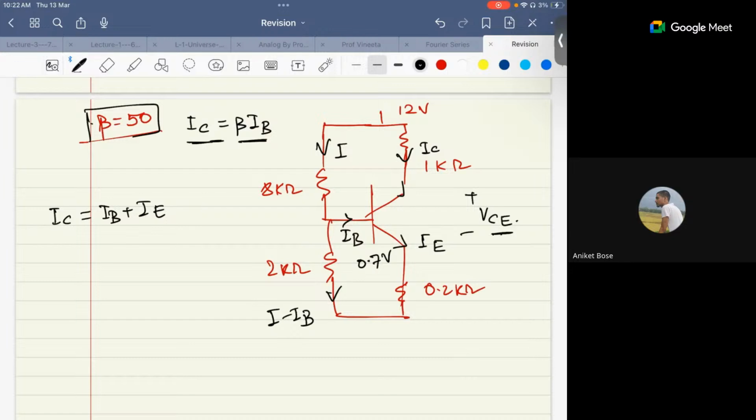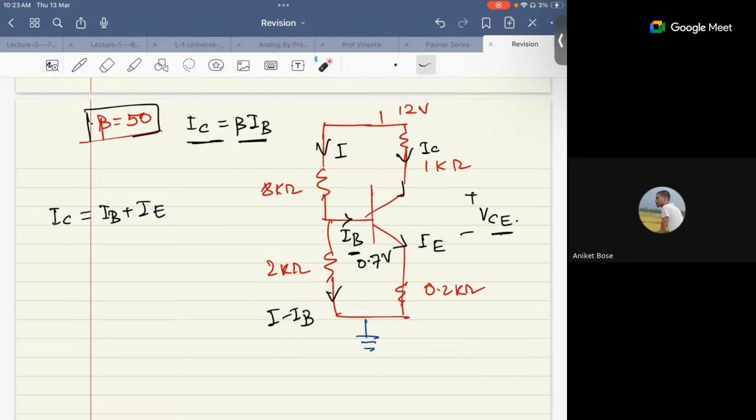So now what all equations can you use? How will you calculate the value of I? You need IB also. So we have to use loops here, mesh analysis. You can even solve with Thevenin, but let's say for example you are using the loop going from here to here. This one is grounded.